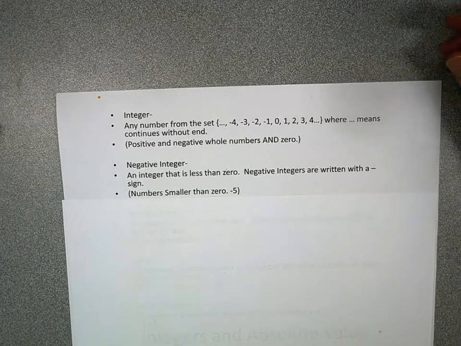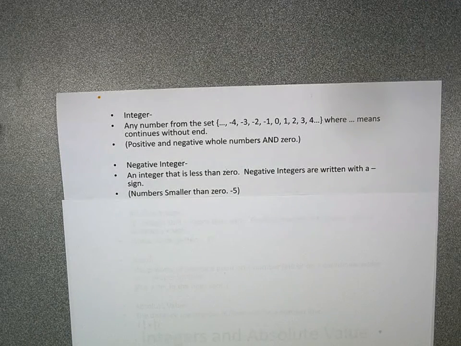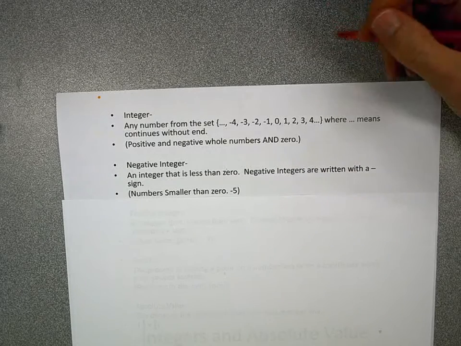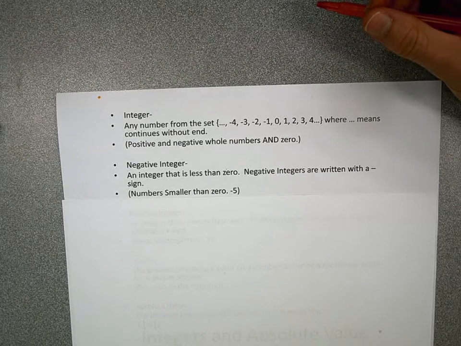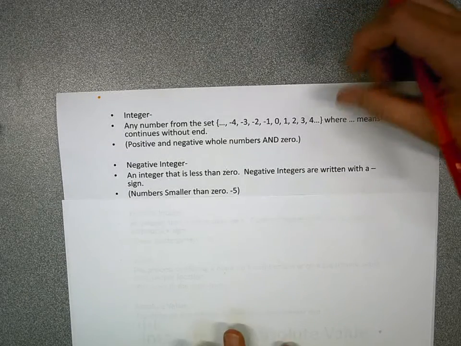So for example, -5 is a negative integer. Of course, on a number line, it's everything to the left of 0, or any whole number to the left of 0.